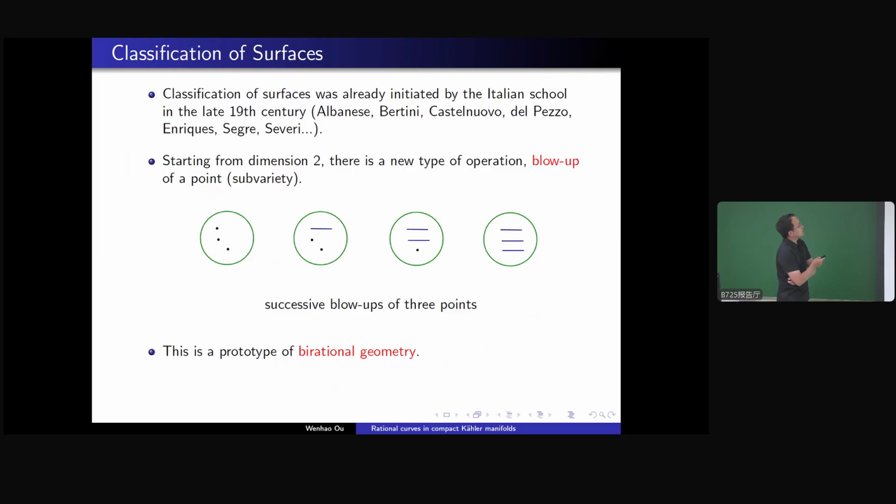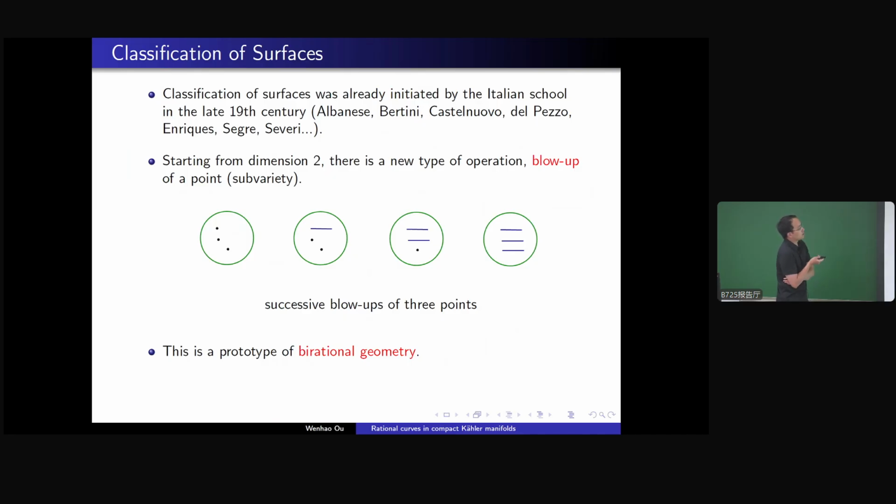Now we pass to the classification of surfaces. The classification of surfaces was already initiated by the Italian school in the late 19th century. I list several names here. They very frequently appear in the literature of algebraic geometry. However, starting from dimension 2, there is a new type of operation, which is called a blow up of a point. In higher dimension, we can blow up subvarieties other than points.